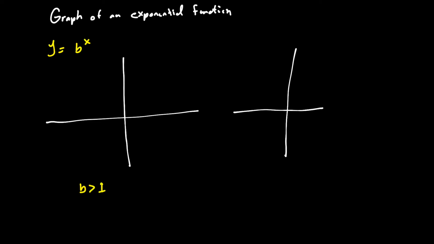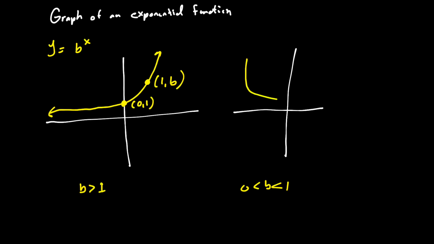If b is larger than 1, then our exponential is increasing, and it has a y-intercept at the point (0, 1). Another common point that's going to be useful will be the point (1, b). If our b value is between 0 and 1, then our exponential function is decreasing. Again, the y-intercept is given by (0, 1), and the common point here again is given by the point (1, b).